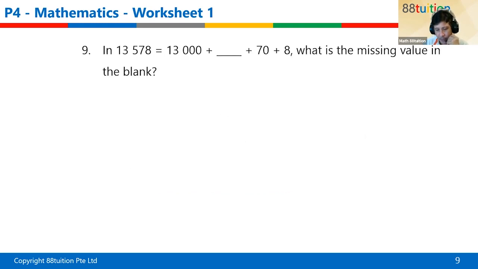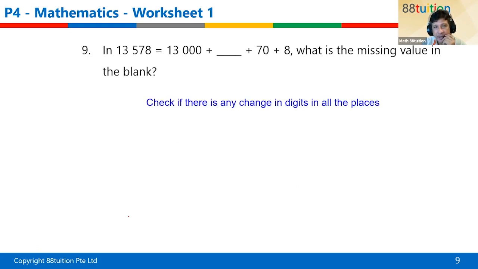All right, next question actually talks about missing value in the blank. So if you notice, what we will need to do is check if all the digits on the left side of the equal sign match the digits on the right side of the equal sign. If they match, we do not have to do any changes. All right, so let's just take a look first. Left side, I have a 13, which means 13,000. On the right, I already have the 13 as well. So 13, no need to change.